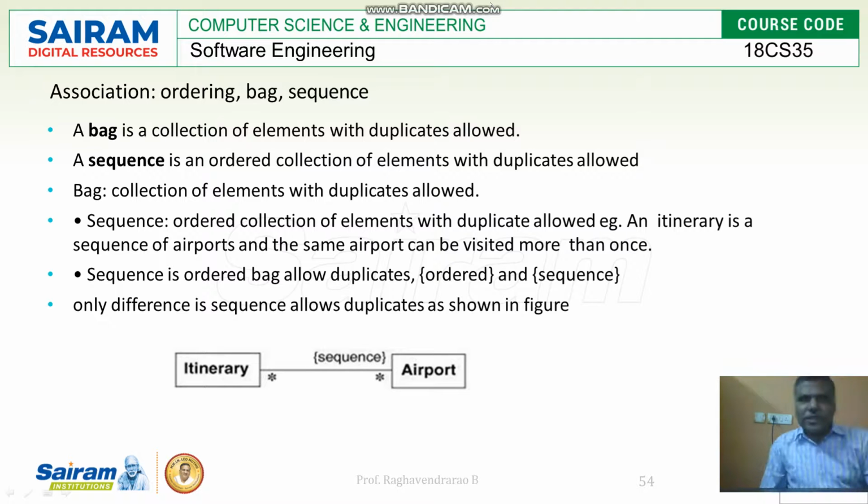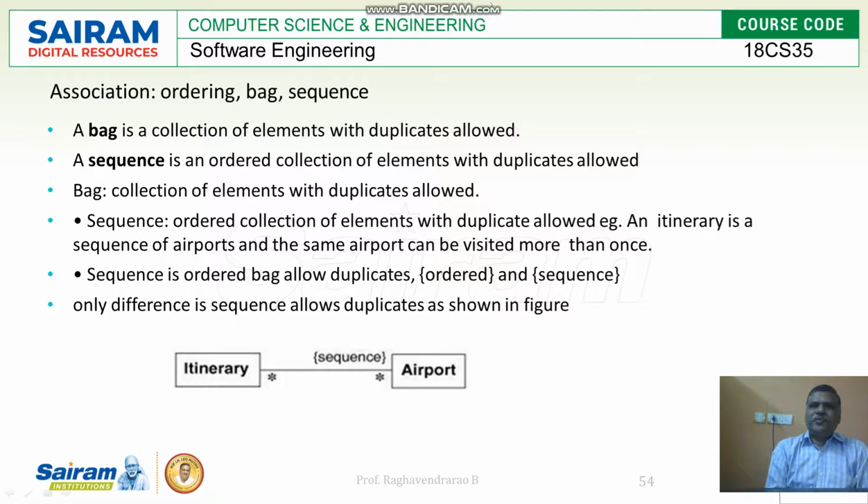When we work with this association, it is going to have ordered, bag and sequence. A bag is nothing but a collection of elements where duplicates are allowed. A sequence is an ordered collection of elements where duplicates are also allowed.